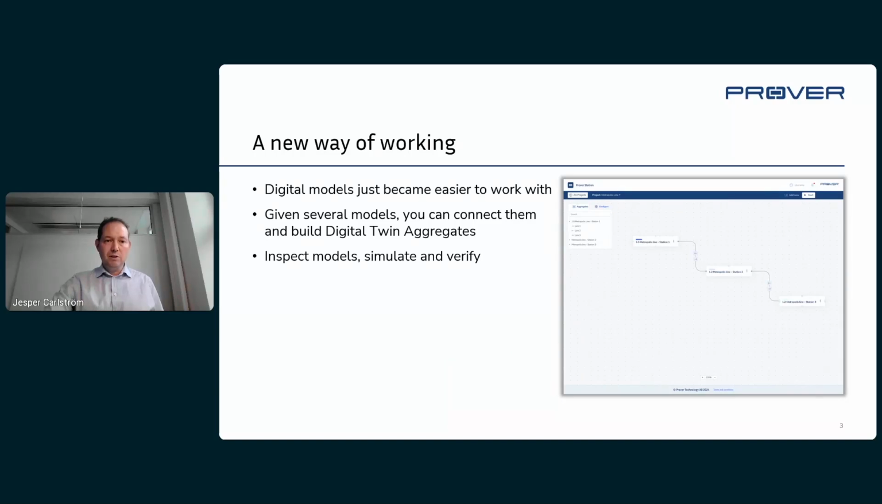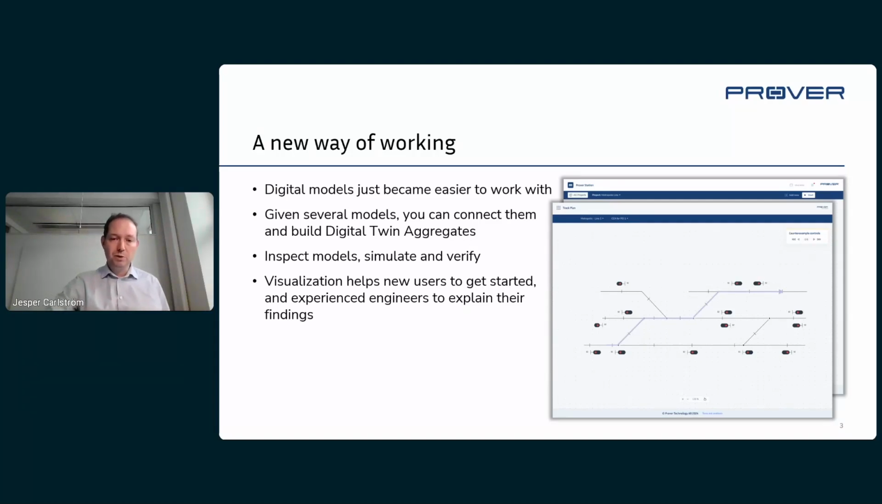Given several models, you can connect them and build digital twin aggregates now. And that is a much stronger way of using digital models, to use them together. We also offer ways to inspect them, simulate, and verify them. We also wanted to improve the way we visualize models, because visualization is a way to help new users get started with formal methods, but also a way for experienced engineers to explain their findings. They might not think that they need so much visualization for themselves, but it's very important to have it when you try to explain to someone else what you found and what problems you want to solve.